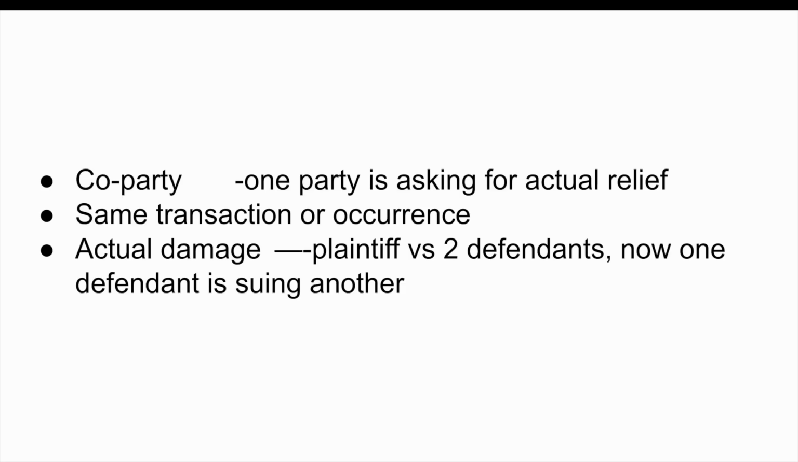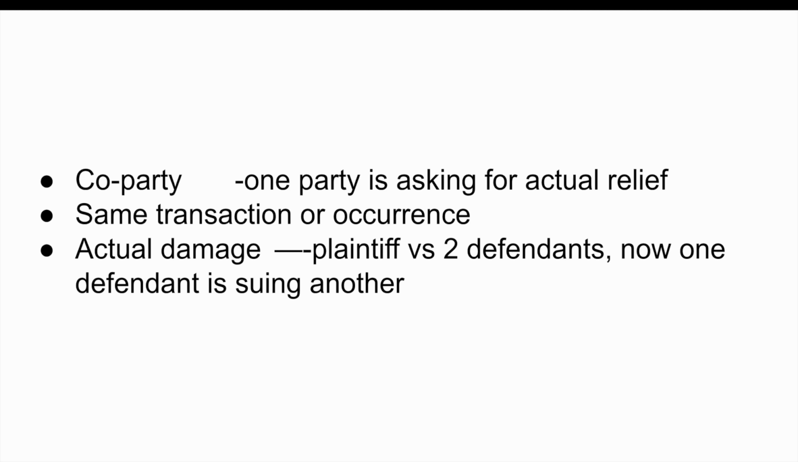Cross claim. What is the cross claim? Co-party. One party is asking for actual relief, it comes from the same transaction or occurrence, and there is actual damage. The plaintiff versus two defendants. Now, one defendant is suing another.